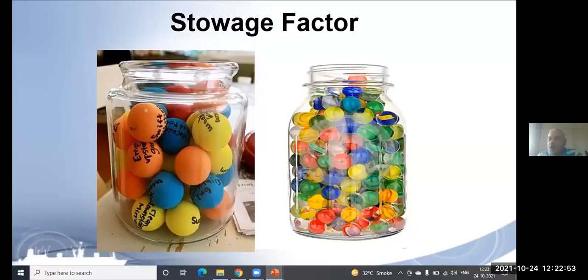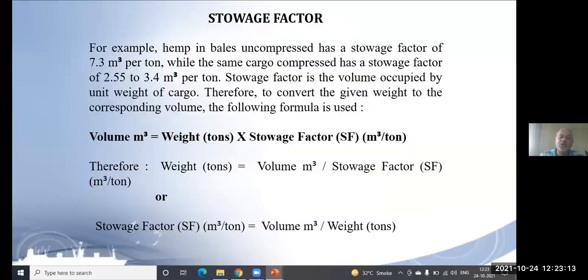Whatever obstructions are there inside, in that nook and corner the cargo will not go. Your bale cargo will not go, and it will not occupy that space. So that is why there is bale capacity and grain capacity. So two capacities are available to the chief officer, to ship's officers, and the owner to load the cargo.